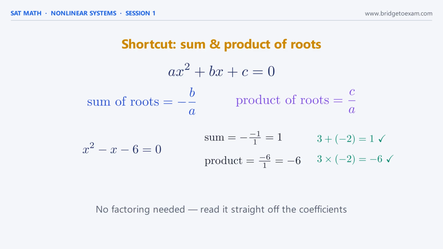Look at our quadratic. x squared minus x minus 6 equals 0. For any quadratic ax squared plus bx plus c, the roots add up to negative b over a, and they multiply to c over a. Those are Vieta's formulas. Here a is 1, b is negative 1, and c is negative 6. So the sum is negative 1 over 1, which is 1, and the product is negative 6 over 1, negative 6. Check it against our actual roots. 3 plus negative 2 is 1, and 3 times negative 2 is negative 6. Perfect match. But we could have read both off the coefficients without factoring anything.